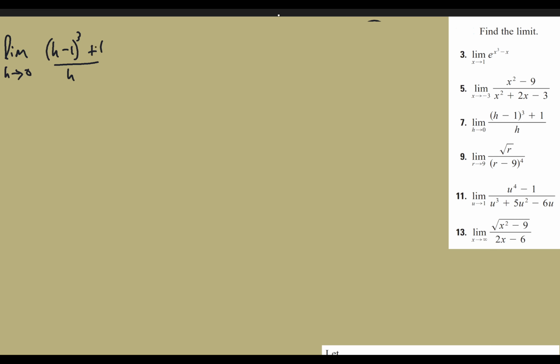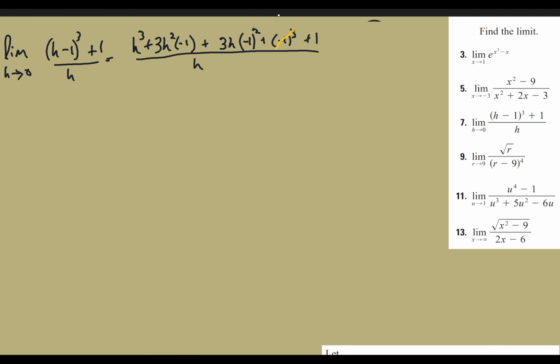And I would like to write it as h minus 1 cubed. What do you think? Should we expand it? Let's just expand it. That would be h cubed plus 3h squared times 1, negative 1, because that's our other value, plus 3h times negative 1 squared, and then it would be negative 1 cubed, wouldn't it? And then we have a plus 1, all that divided by h.